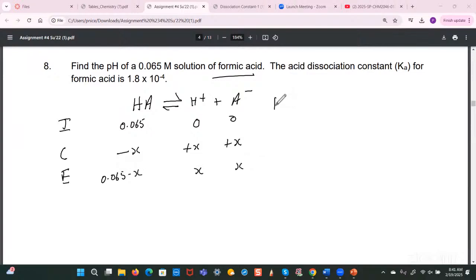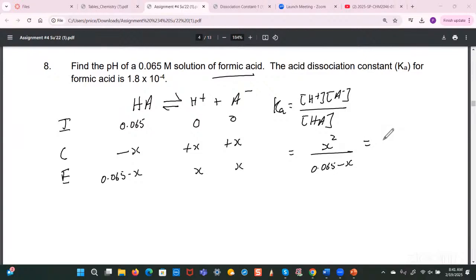Okay, so the Ka expression would be equal to the concentration of H plus times the concentration of A minus divided by the concentration of HA. And then we put in the terms. You're going to have X times X at top, as the numerator, divided by 0.065 minus X, and that will be equal to the Ka, which is 1.8 times 10 to the minus 4. And what do we do next?